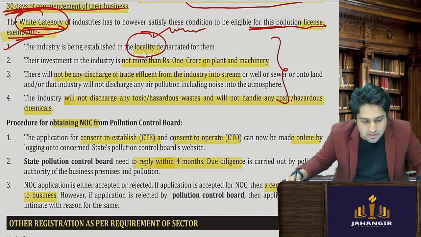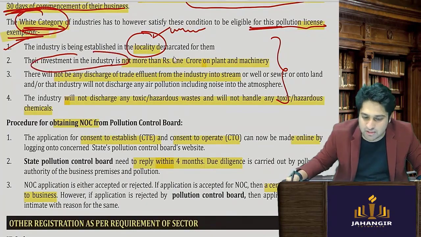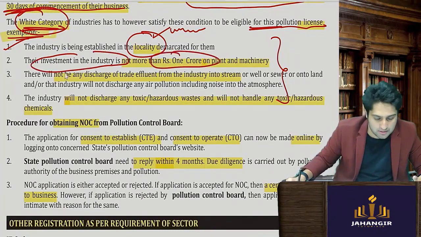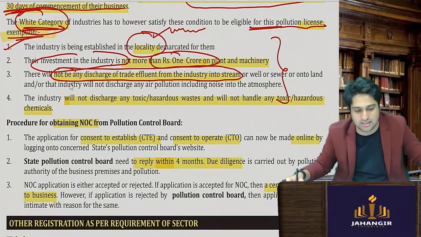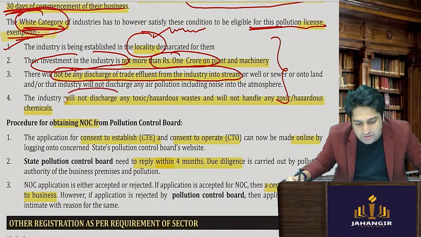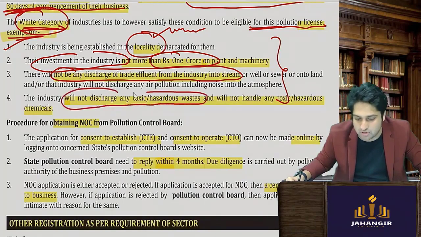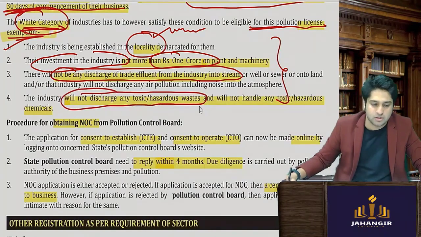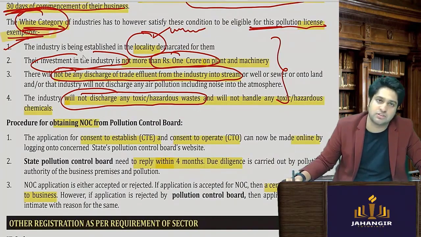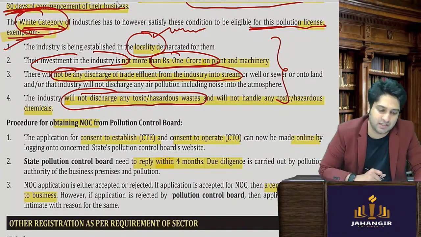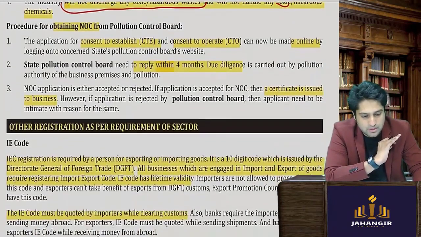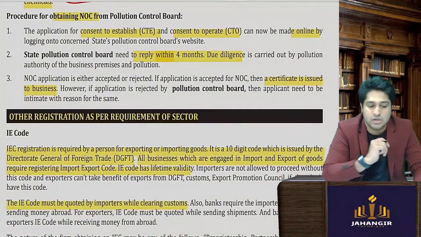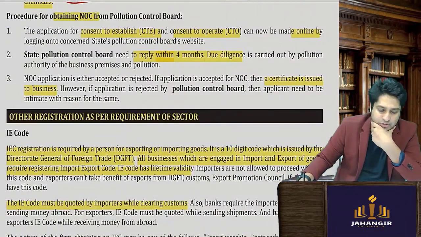So locality, if the investment in plant and machinery is up to 1 crore, they do not discharge any trade effluent directly into the well, stream, water, etc. And they do not discharge any hazardous or toxic waste. Okay. So if they are all this, you will get under the white category, and white category do not require approval. This I believe can come. 20 marks can come from this chapter. Okay, that's an average weightage.